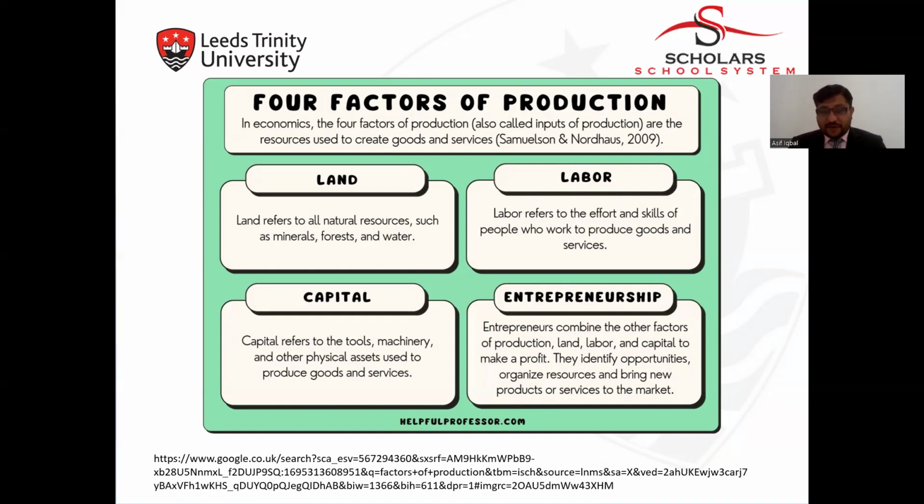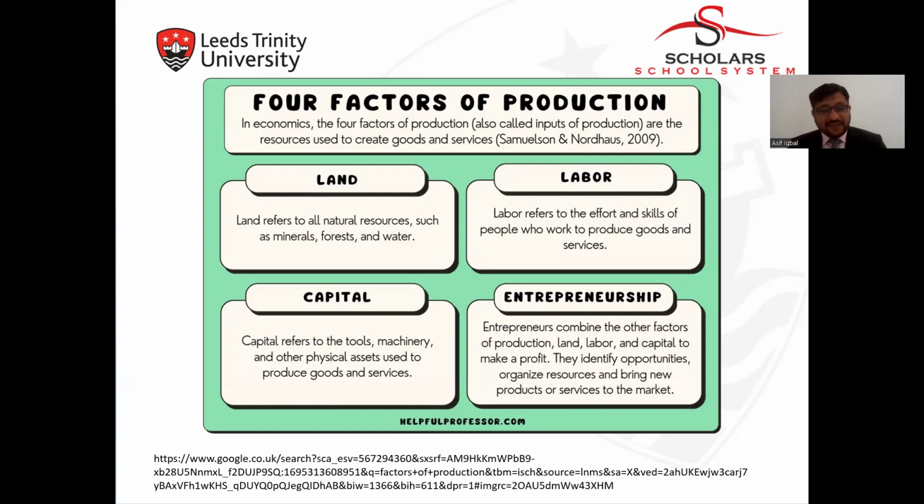Then the next one is labor, another factor of production. Labor refers to the effort and skills of the people who work to produce goods and services. It is not possible for a business to produce anything or provide any type of services without labor. So if the land is there, then the labor should be there as well. This is the second factor of production.